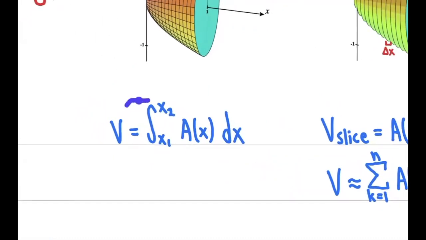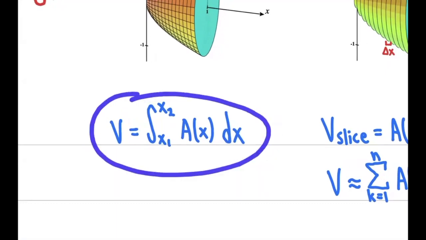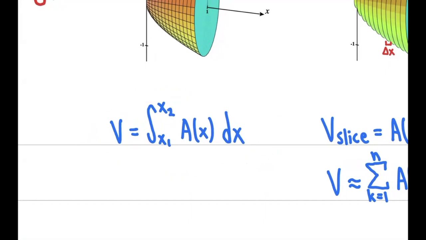So yeah, this is the formula for volume in general. When the cross-sectional area is changing, you've got to use this.